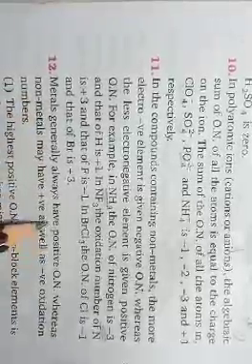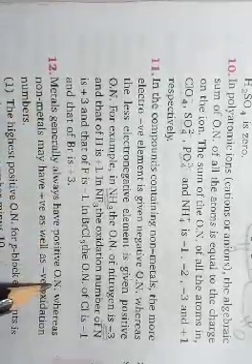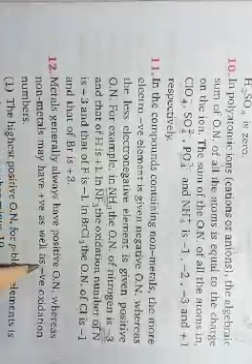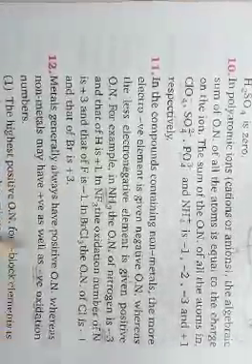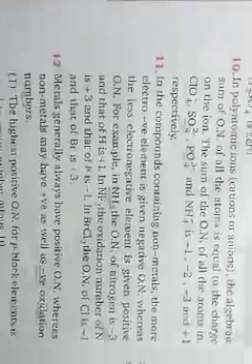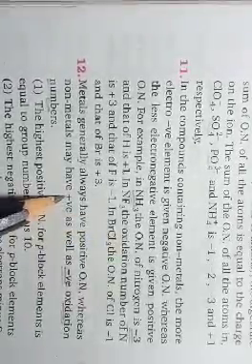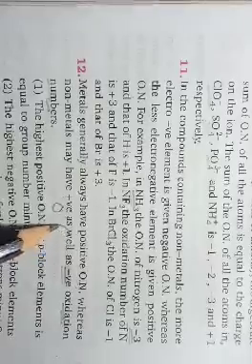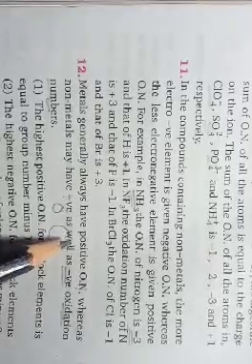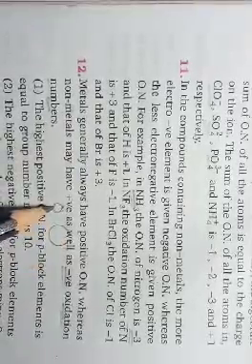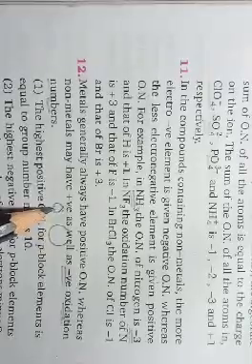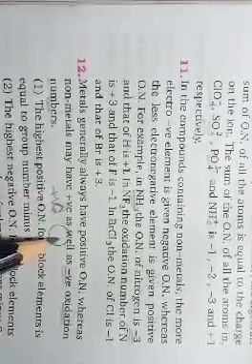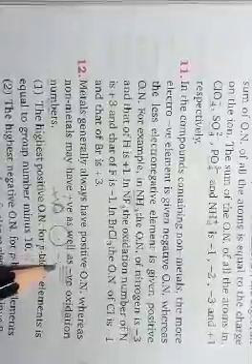metals generally always have a positive oxidation number, whereas non-metals may have positive as well as negative oxidation states. So in the case of non-metals, if one non-metal is present with a more electronegative non-metal, in such a condition the less electronegative non-metal will show a positive oxidation state and the more electronegative will show a negative oxidation state.